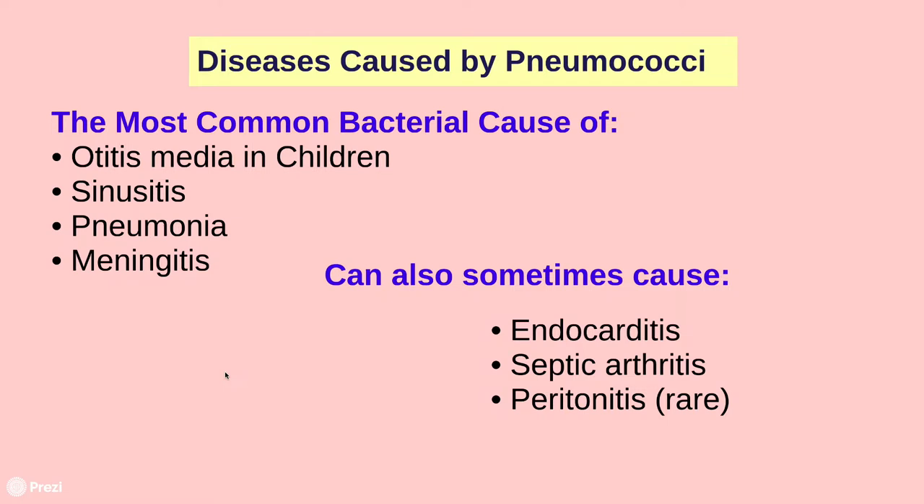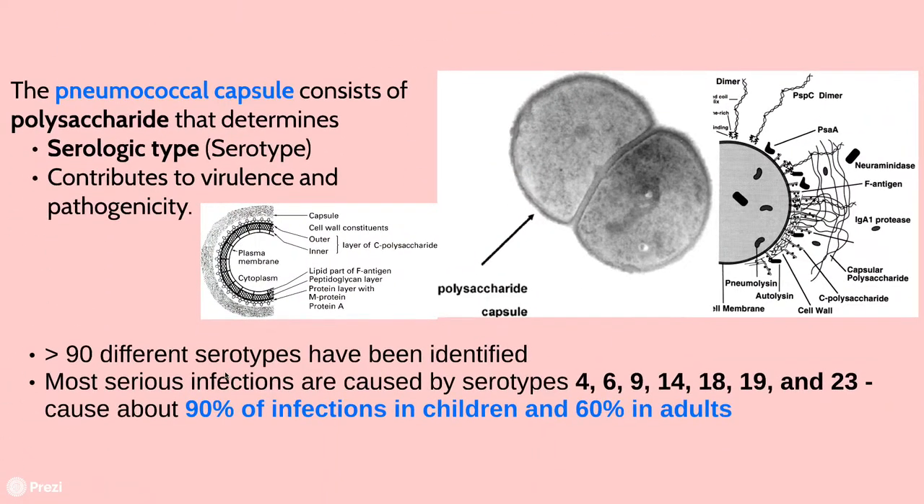So, disease is most commonly caused by Streptococcus pneumonia, are going to be out for inflammation of the middle ear, sinusitis, pneumonia, and meningitis. We're going to discuss this. Don't think we're going to handle it today, but next Thursday. Rarely, it can cause endocarditis, pericarditis, which is very rare. Any questions regarding this? Okay.